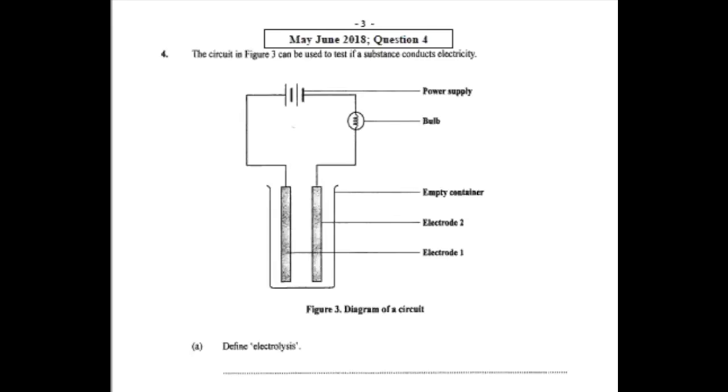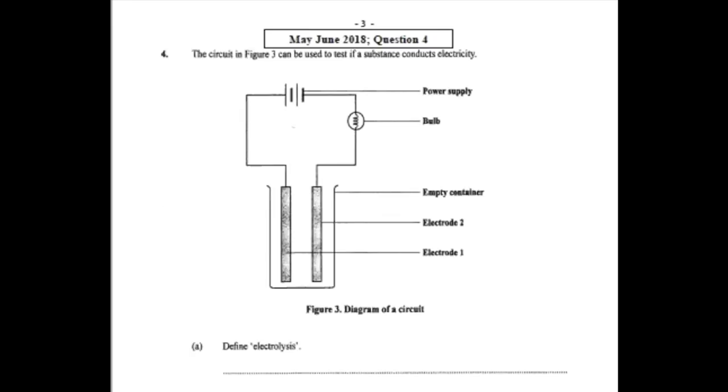All right, so we're moving on now to the first question. This one is from the May-June 2018 paper. As I said earlier, the other one, if we're going backwards, would be from May-June 2021, but that one can be found in the link in the description below this video. All right, so May-June 2018, question 4.